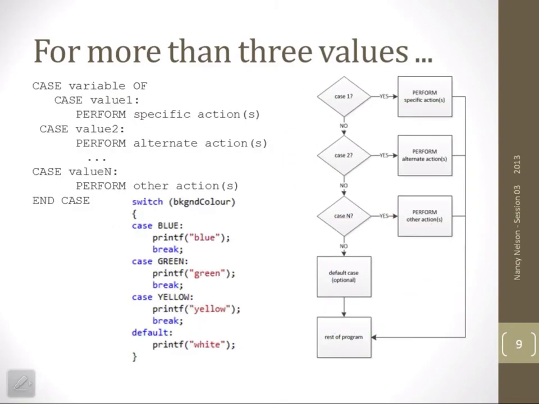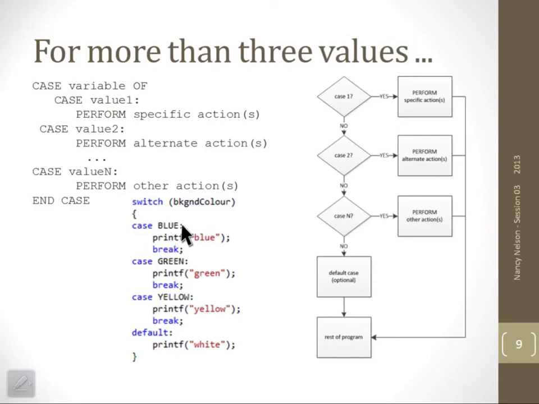So if we look at this in C code, we're going to use what's called a switch structure. So our keyword is switch. The variable that we're going to check is put inside brackets, so we have switch background color. Then we're going to list all our cases here. The last one will be the default case. So case is a keyword. We follow that by a value and a colon.